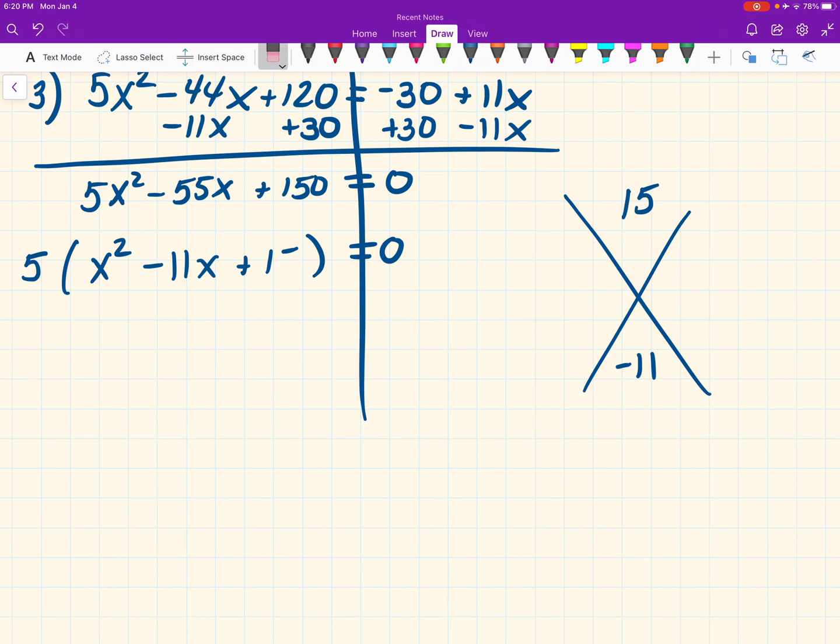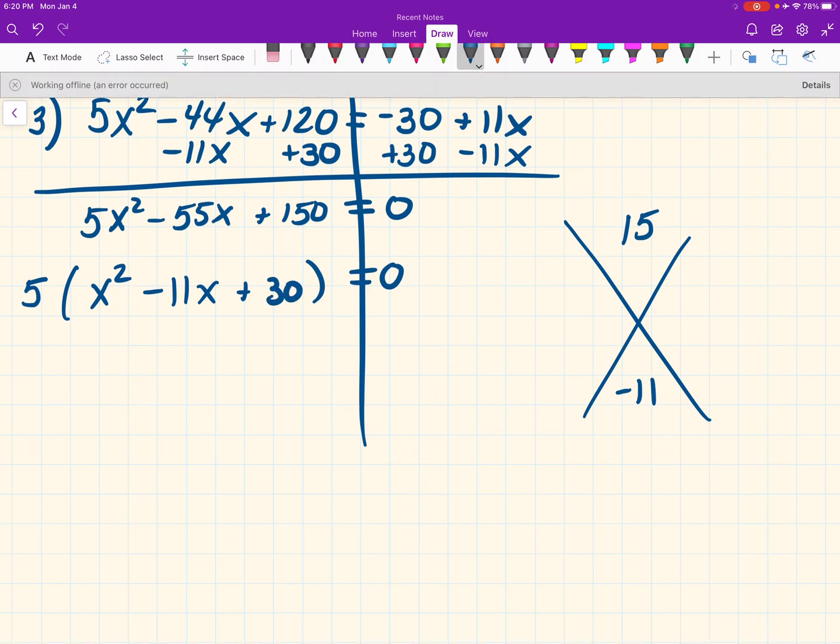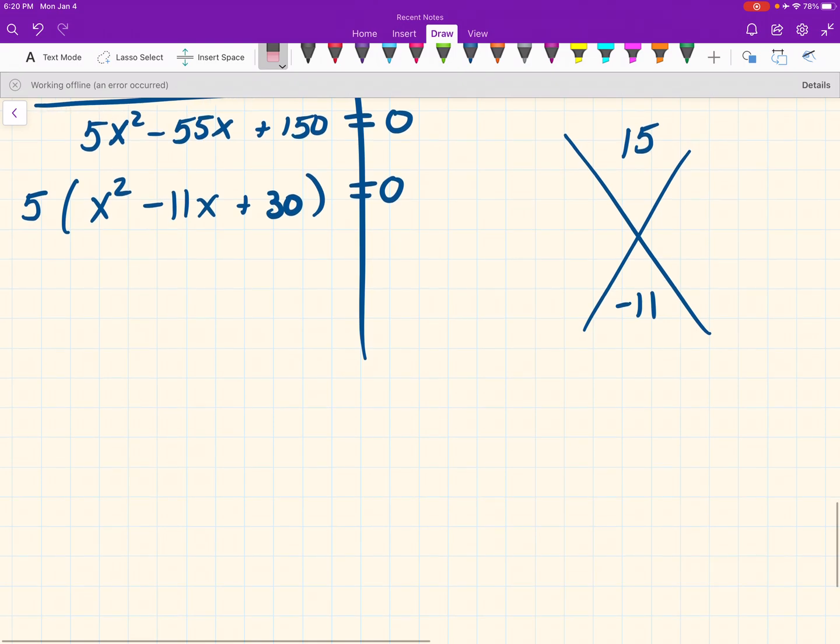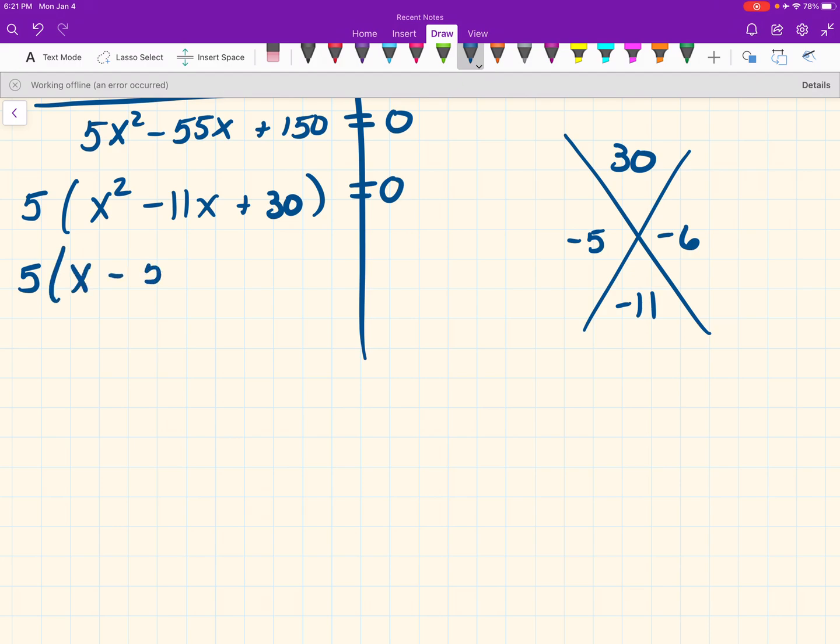I was like, I did this one before. This should be 30. And you guys probably noticed that, and nobody's here to yell at me, so that's why I missed it. So this should be 30 here. And so that's going to be negative 5 and negative 6. So our 5 on the outside isn't really going to matter because we can divide both sides by that. So we have x minus 5 and x minus 6. Again, we don't need a method here because the lead coefficient, the number in front of the x squared, is 1.